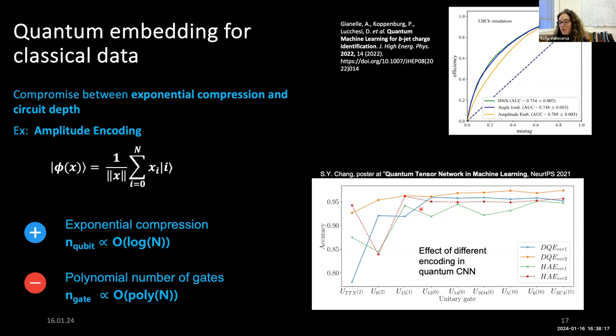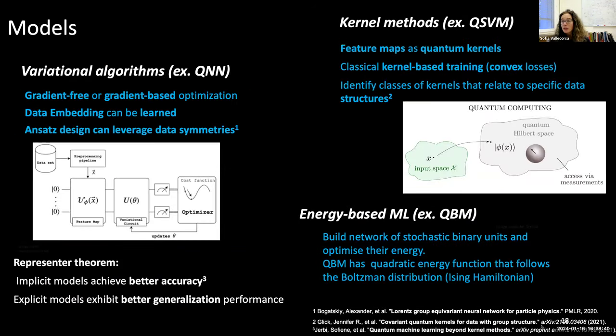So this is not something that can be easily, or let's say blindly, solved just by mapping the classical data with the most efficient embedding algorithm in terms of number of qubits. If I talk about models for machine learning, basically what you know about the classical domain maps to the quantum domain.